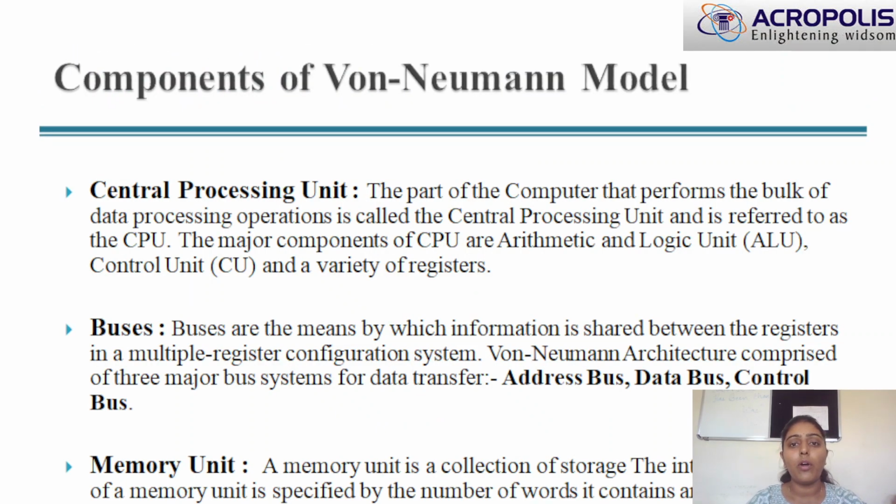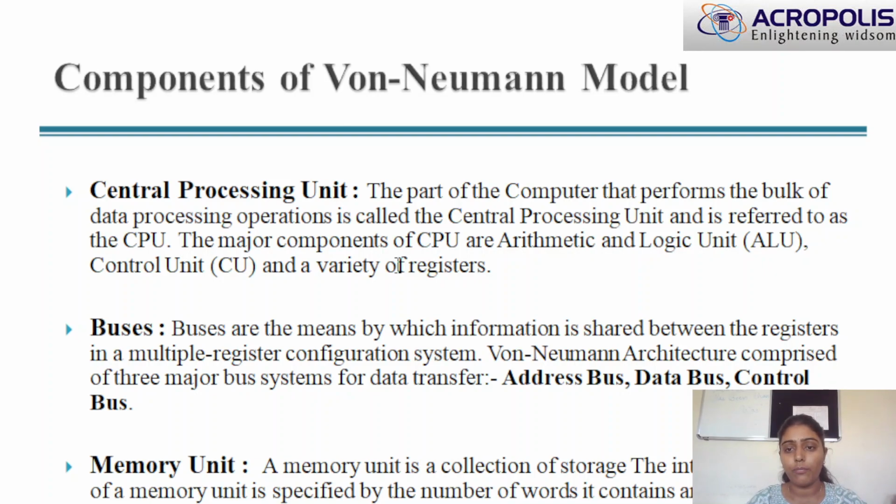Now, the von Neumann model consists of three main components. The first main component of the von Neumann model is the central processing unit, that is CPU. The second main component is buses, and the third main component is the memory unit. The CPU is our central processing unit, which covers the arithmetic and logic unit and control unit and a set of registers. Buses are the means by which information is shared between the registers in a multiple register configuration system.